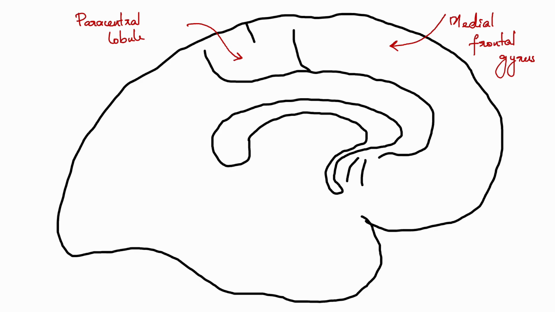and the larger anterior area is known as the medial frontal gyrus. The boundaries of the paracentral lobule need to be elaborated because it is the highest cortical center of micturition and defecation. We are going to talk about this particular area. This is the area of the paracentral lobule.